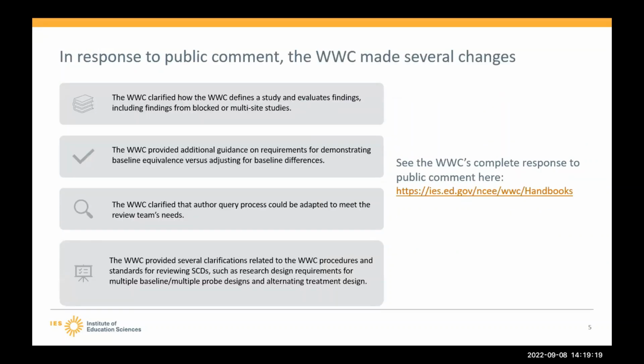Today's webinar is the second webinar focused on version 5.0 of the handbook. We held the first webinar in March when the handbook was posted for public comment. The WWC made several changes in response to public comment, which you can see on this slide. For example, the WWC clarified the definition of study, provided additional guidance on baseline equivalence, clarified author query process, and included several clarifications related to single case design studies. You can find the response document on the WWC website.